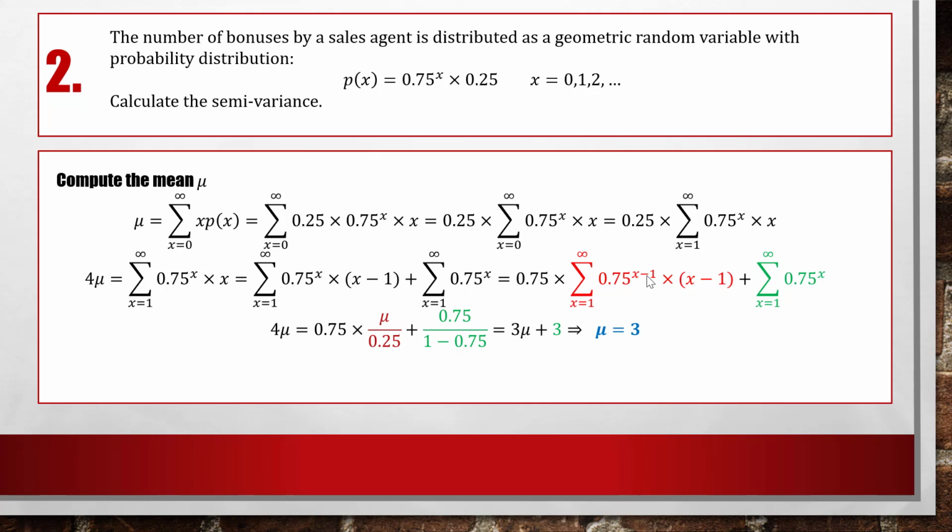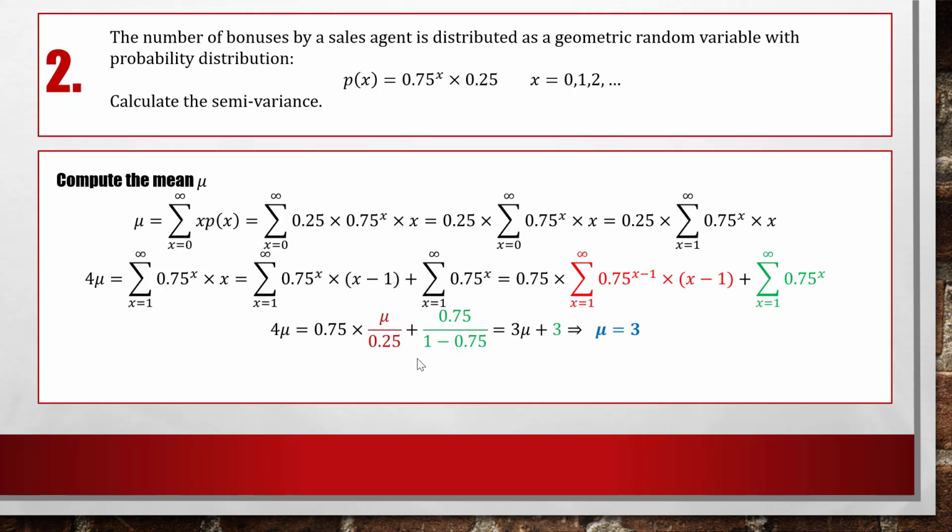The green one is easy. It's just the summation of a to the x when x goes from 1 to infinity, and it should be a over 1 minus a. So I got 0.75 over 1 minus 0.75, and this is just 3. That's for the green summation. Now for the red summation. This red summation, if you multiply by 0.25, you basically have another mu. So this red summation is just mu over 0.25.